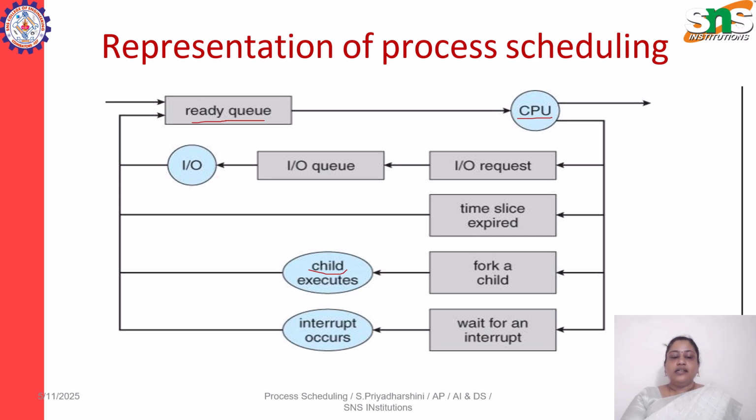This is the representation of process scheduling. Process scheduling is the process manager handling the CPU, deciding to which process the CPU has to be allocated, or which process has to be removed from execution. This is called process scheduling.